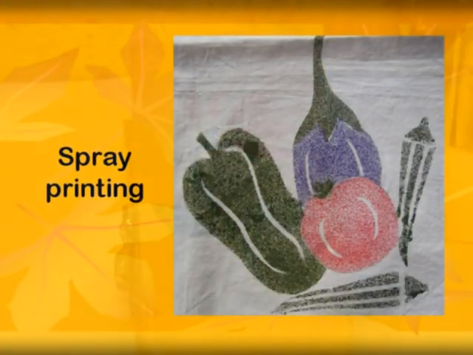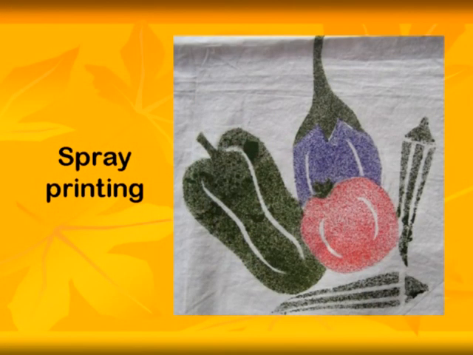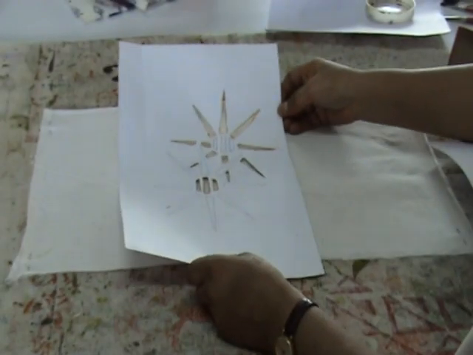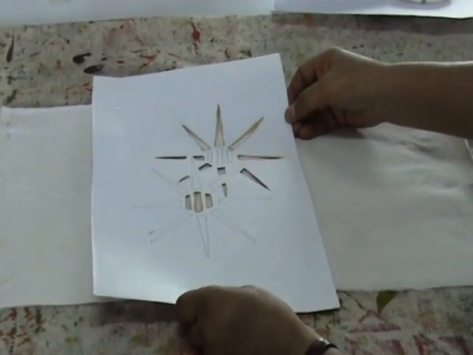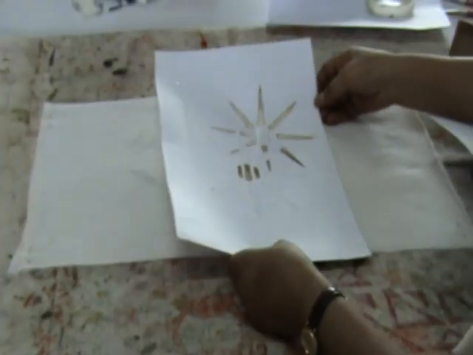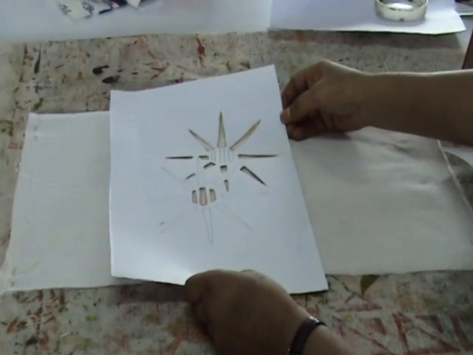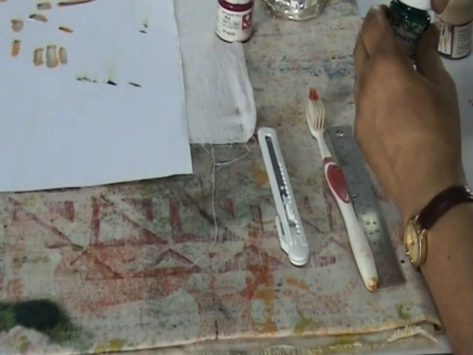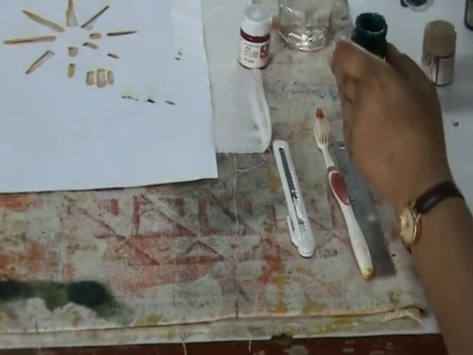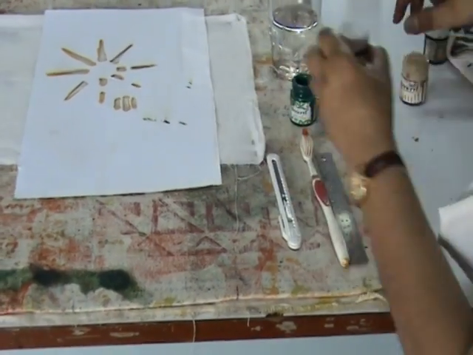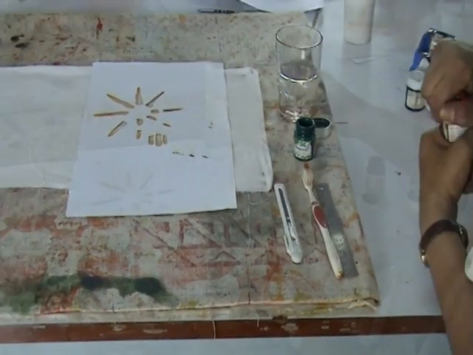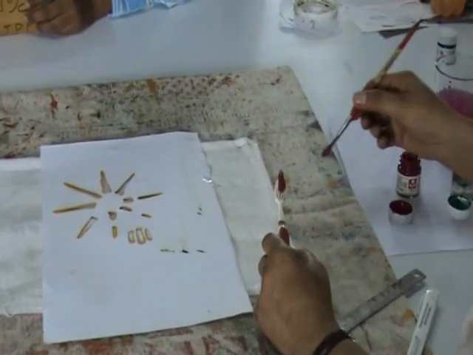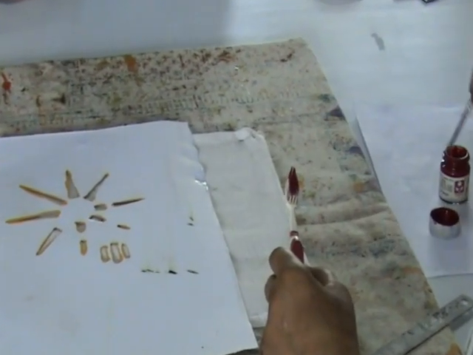Spray printing with stencil. Spraying can produce a range of effects from a crisp, clear-cut design to a freckled look or a delicately graduated, misty image. There are 3 methods of spraying. First, the first method employs an old toothbrush.